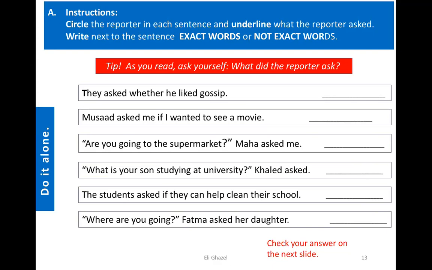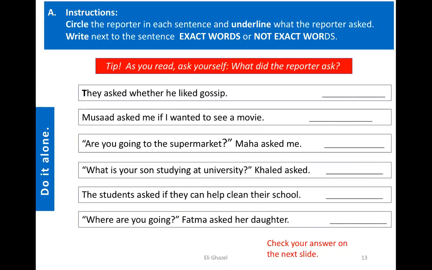So here are the instructions. Circle the reporter, underline what the reporter asked, and write right next to the sentence exact words or not exact words. You might think that this is kind of a low level, but you'd be surprised at how many people just see words or focus on a word rather than on the whole thing together.